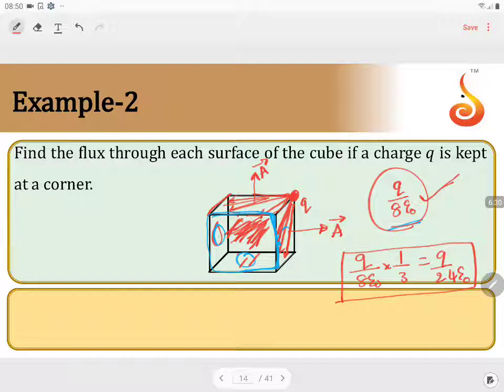So if they ask you what is the flux through one of the three faces which do not touch the point charge, it is q by 24 epsilon naught. What is the flux through one of those three faces which touch the point charge? 0. What is the flux through the entire cube? It is q by 8 epsilon naught.